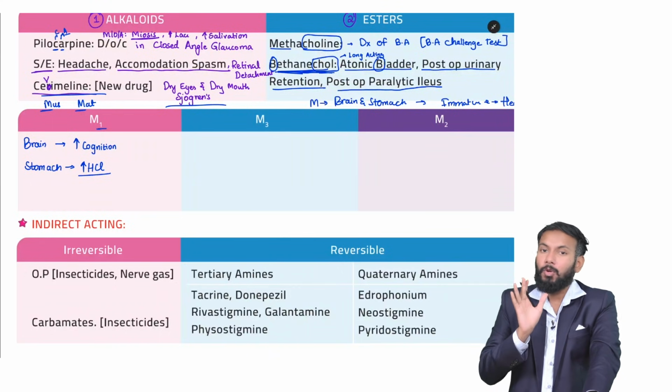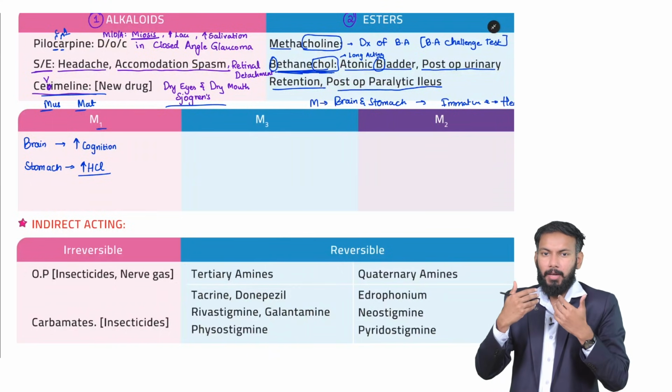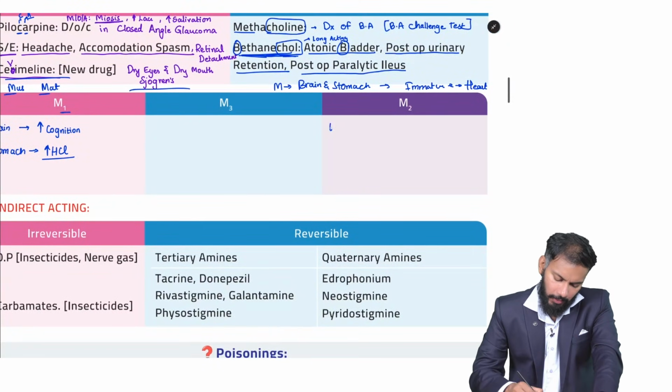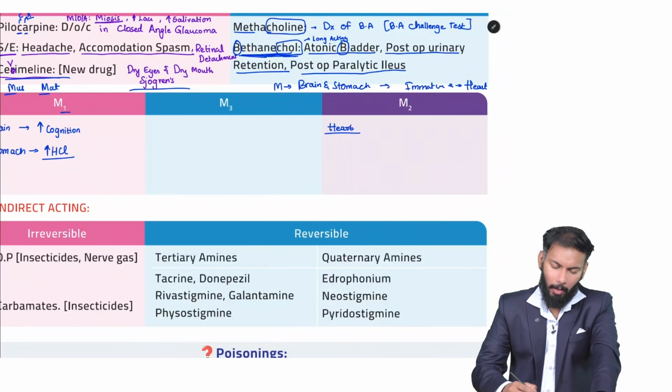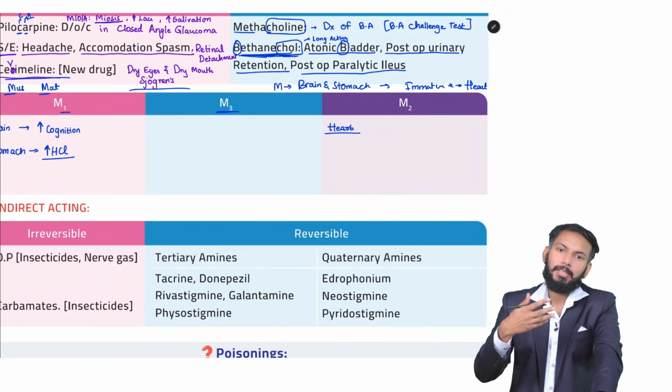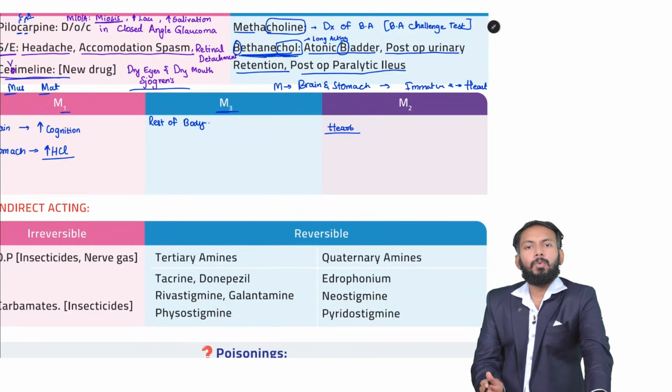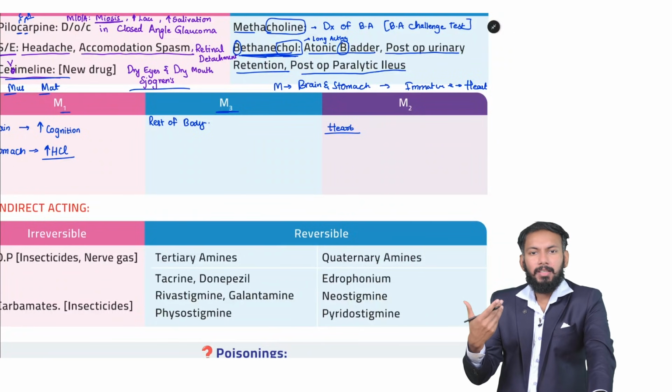Now, a mature person will first listen to the brain and he'll fill his stomach. Then he'll go behind the girl. So he'll listen to the heart next. So M1 is done, M2 is done. Now what about M3? M3 is present in the rest of the body. So everywhere else M3 receptors are present. That's all. So what are the functions we studied in the parasympathetic nervous system?